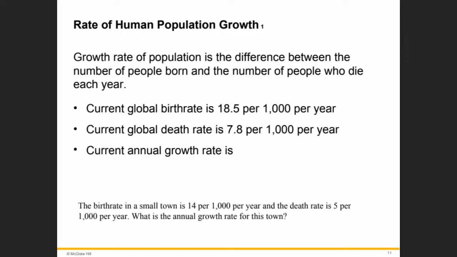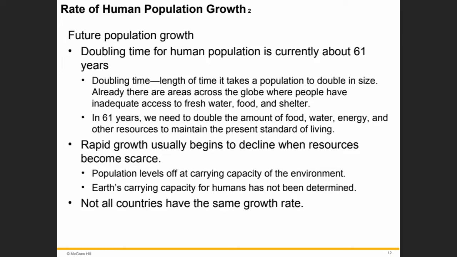So this concerns the rate of human population. The future population growth doubling time is currently about 61 years. What is doubling time? It's the length of time it takes a population to double in size.